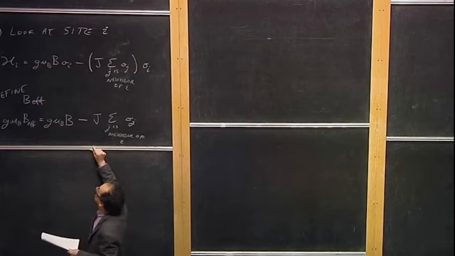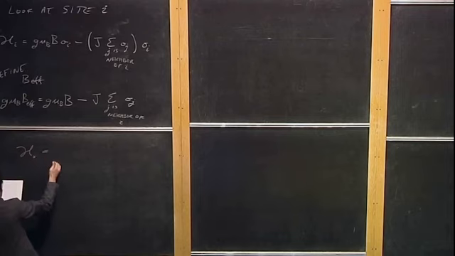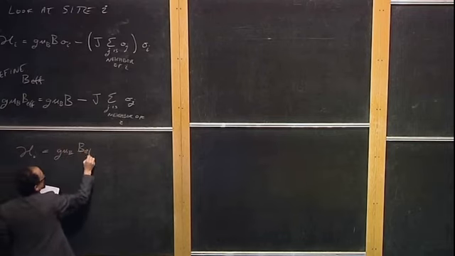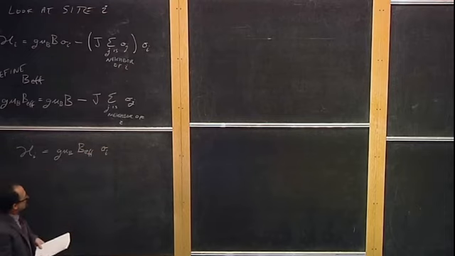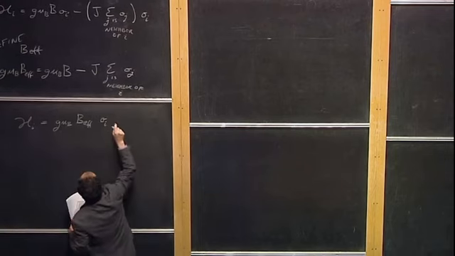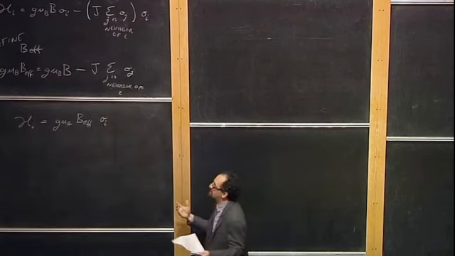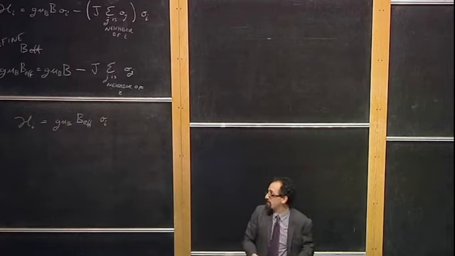In terms of this quantity, we can rewrite the Hamiltonian for site i as just g mu B B effective times sigma i, which looks extremely simple. It just looks like a single spin, sigma i, coupled to an effective magnetic field, B effective. And we know how to solve that. We solved that before. We just have a single spin in a magnetic field. It should be easy, right?